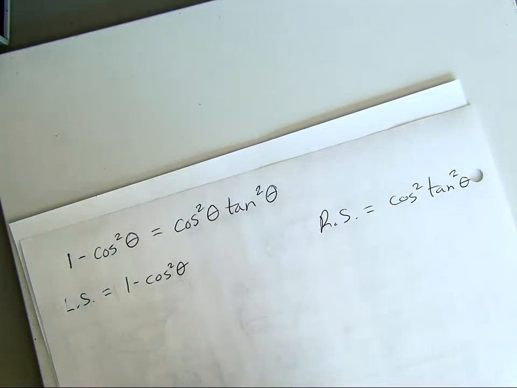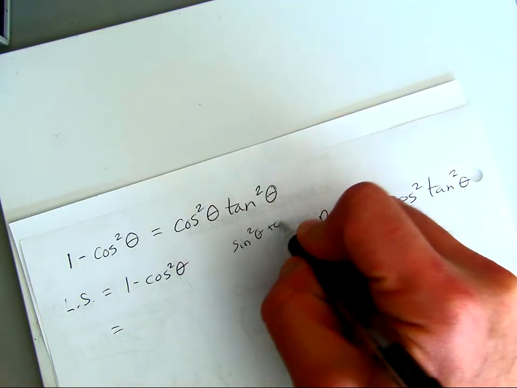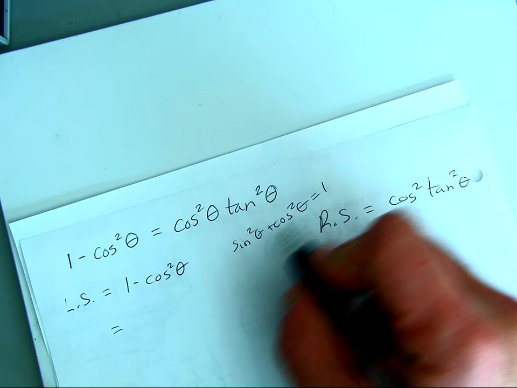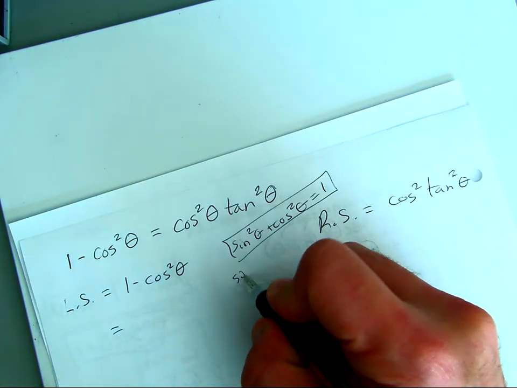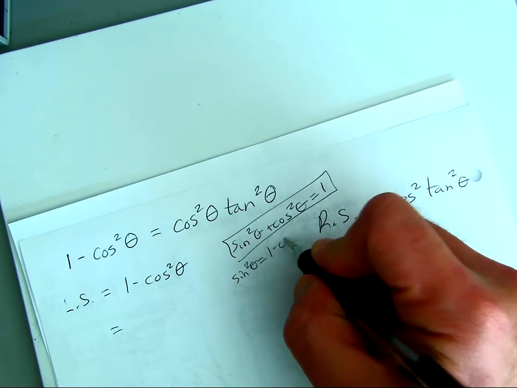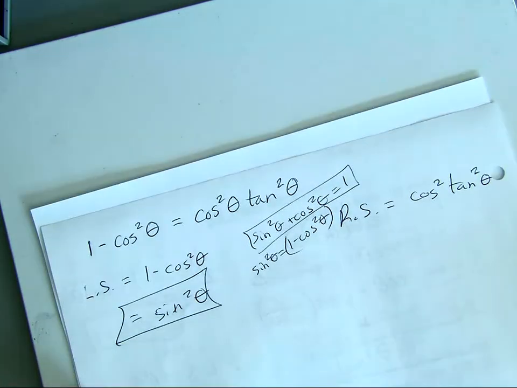I had mentioned that we're going to use that sine squared theta plus cos squared theta is equal to 1. And if you rearrange this thing that you're supposed to memorize, you get sine squared theta is equal to, if you bring the cos over, 1 minus cos squared theta. So instead of writing 1 minus cos squared theta, I'm actually going to switch that to sine squared theta on that side. So that side's pretty simple now.